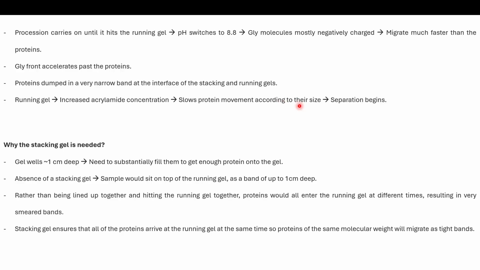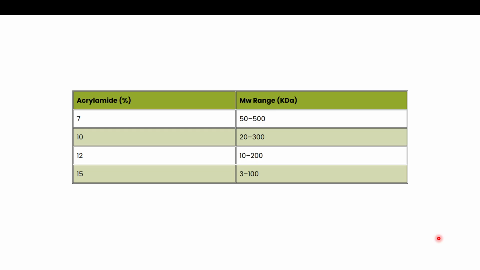So why are we using the stacking gel? Gel wells are nearly 1 centimeter deep. They need to be substantially filled to have enough protein on the gel. If we were not pouring a stacking gel, the sample would sit on top of the running gel as a band up to 1 centimeter deep. Rather than being lined up together and hitting the running gel together, proteins would all enter the running gel at different times, resulting in very smeared bands. So the stacking gel ensures that all of the proteins arrive at the running gel at the same time, and proteins of the same molecular weight will migrate as tight bands.